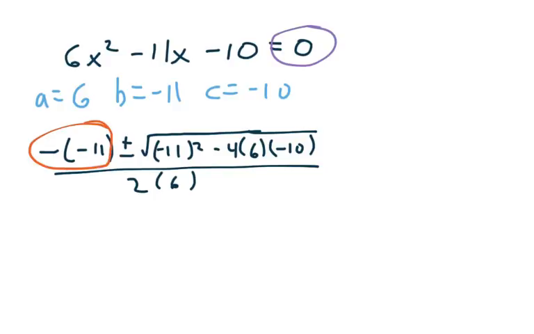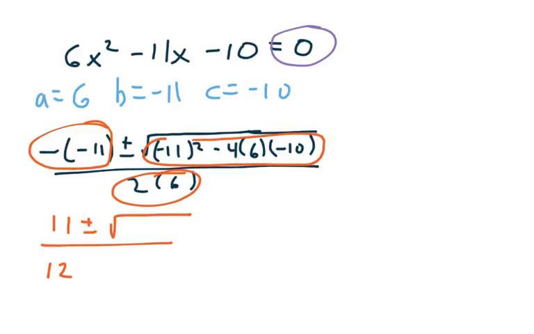Continuing on. The negative of negative 11, of course, is positive 11. 2 times 6 means our denominator is 12. Plus or minus. Now I'm going to go ahead and do everything in the discriminant here. Hopefully you agree that negative 11 squared is 121. And when I do a minus 4 times 6 times a negative 10, see the two negatives there, they make a positive. Negative times negative is positive. And that's what? 240?